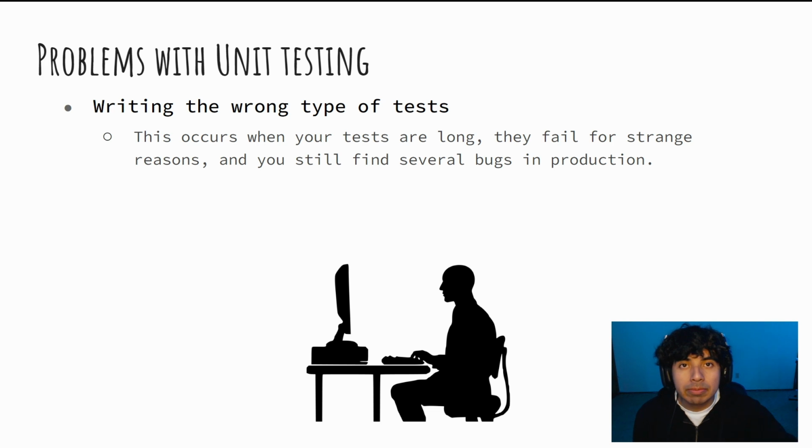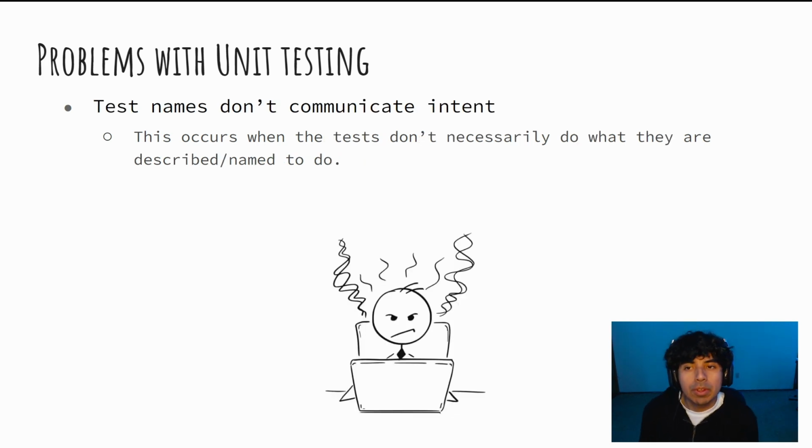Another problem that we can encounter with unit testing is whenever our test names don't communicate exactly what they're supposed to do. So this occurs when the test names don't necessarily describe what they are doing, and the name basically doesn't align with everything that is intended to be done with that specific code. So naming tests is essentially one of the most important things you could do as a programmer. And if it has a different name that isn't really aligned with what it's supposed to do, it could be very misleading for the developer and cause several issues during the development process.